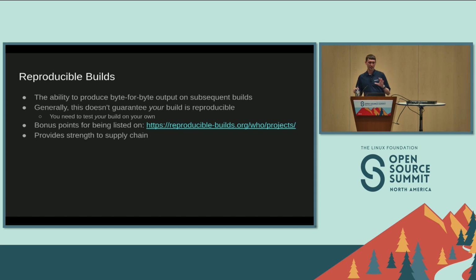If your project is listed on reproduciblebuilds.org, that's a bonus. If you've never been to reproduciblebuilds.org, it's pretty cool. They do a lot of fun stuff there. They also provide a really awesome tool called diffoscope, which is really good for diffing things and figuring out where non-reproducibilities are. And it provides strength to your supply chain, right? Like if you can do a build now and say you can do the same build in 10 years, that really lends a lot of strength to the statements you are making about your supply chain.